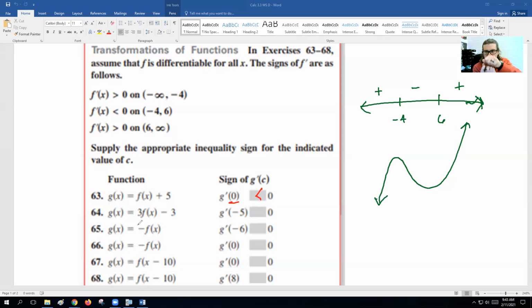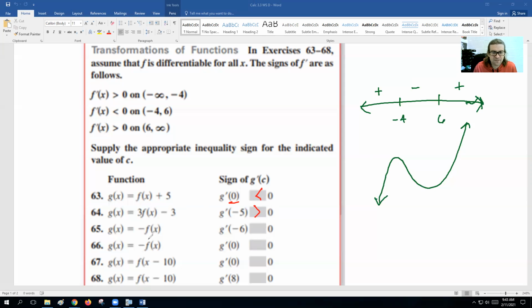All right, what if we stretch it out 3 times as much and then we shift it down? Well, the graph is still going to be going up the same. If we stretch it out, it's still going to be going up the same and then down the same. So what's the value right now at negative 4 or negative 5? It's positive, so this would be positive.